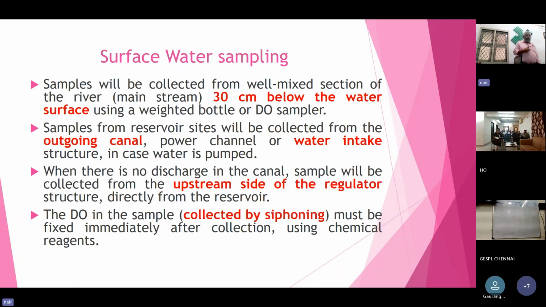What are the chemicals? One is the manganese sulfate solution. Then second is the alkali iodide azide, because the method is called the Winkler modified method. That's the analysis. So first you add 2 ml manganese sulfate solution, and after that you add 2 ml alkali iodide azide solution, if it is a 300 ml bottle. So if the water is collected by siphoning into a 300 ml bottle, first add 2 ml manganese sulfate solution and then 2 ml alkali iodide azide.